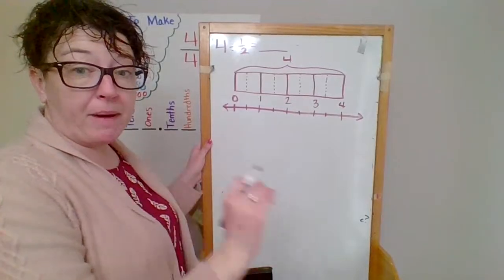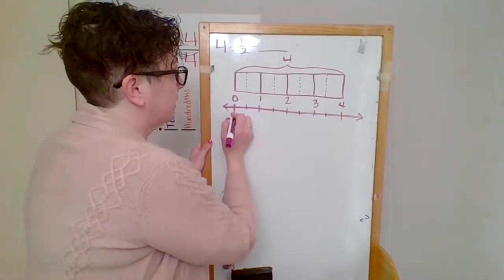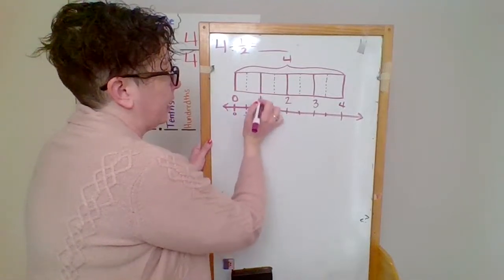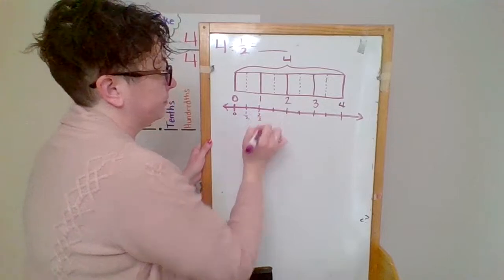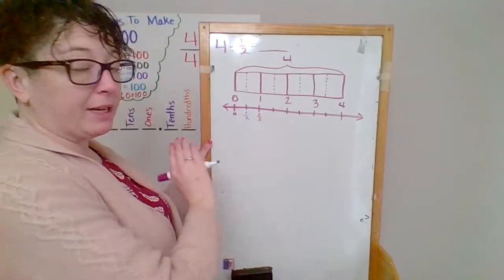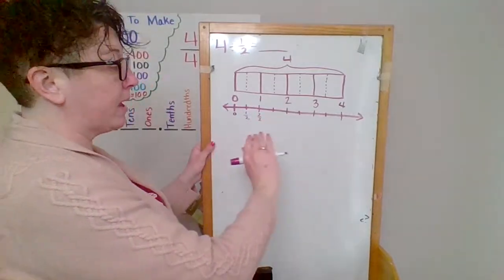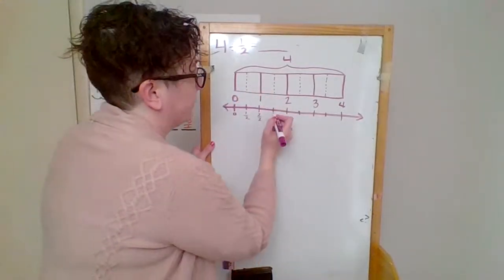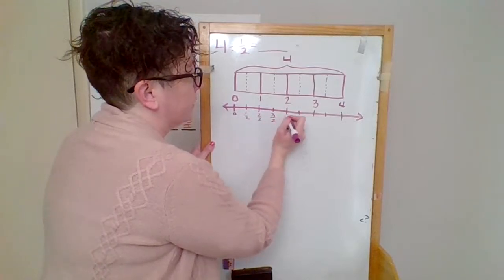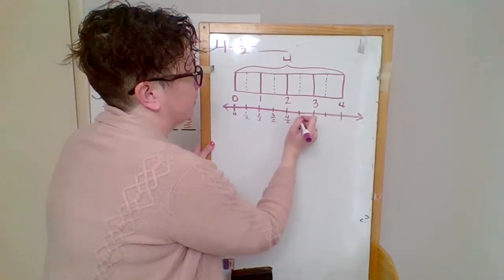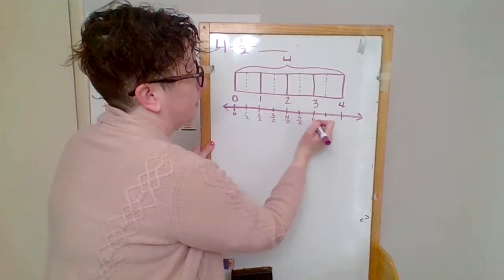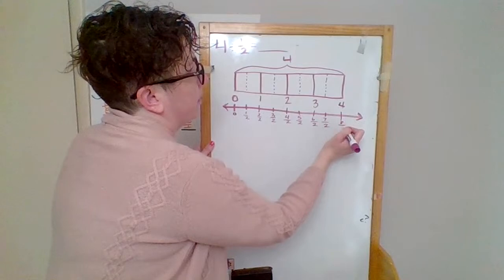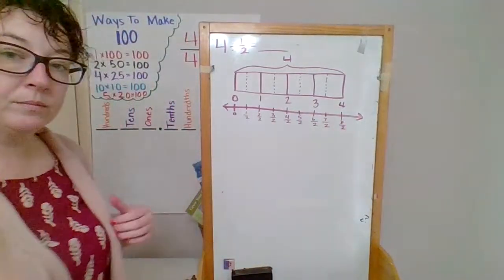Then we're going to label the bottom of the number line. So this is still 0. This is 1/2, and 1 whole is 2 halves. Then I'm going to continue on the number line marking halves. So if I were to go to this line, I would have 3 halves. So 3 halves, 4 halves, 5 halves. Keep going until I end up with 8 halves.